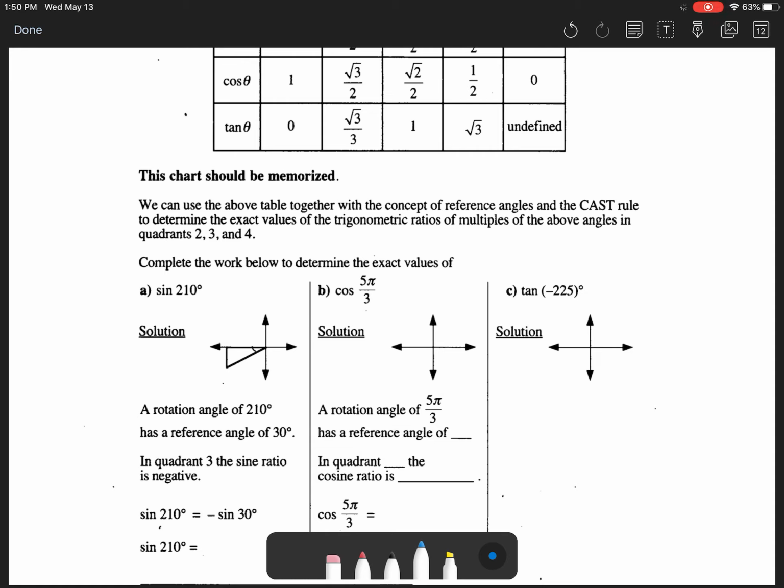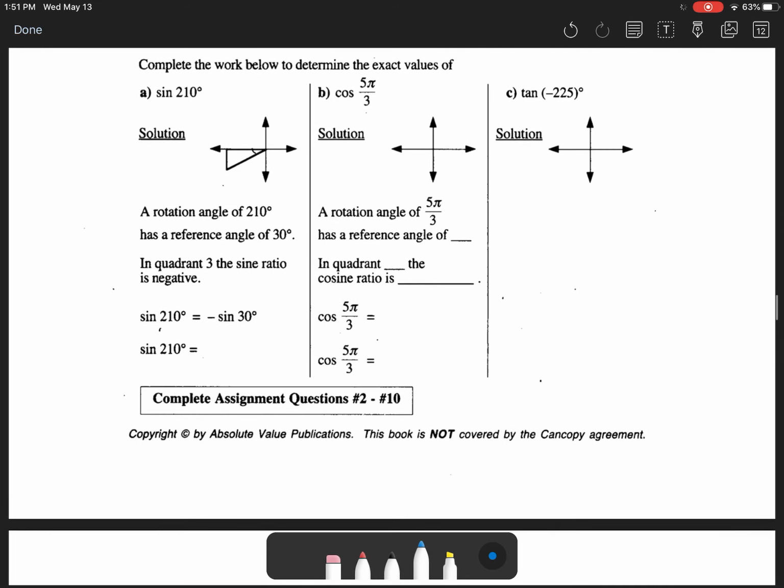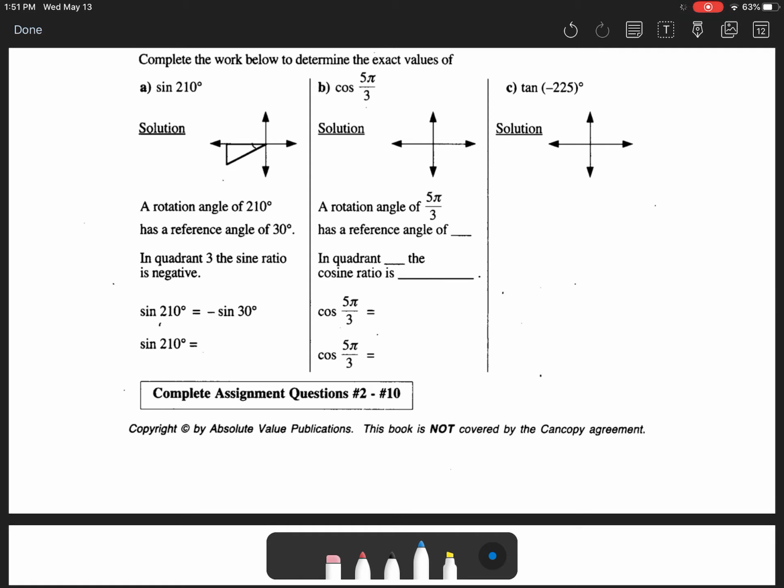You should always be able to figure out the x and the y dimensions of those special triangles. But if you can't, okay, memorizing that chart and knowing the dimensions specifically of the 30, the 45, and the 60 will help you out. Remember, the radius is always 1 when we're on the unit circle. So here's what they're talking about. Complete the work below and determine the exact values of the following.